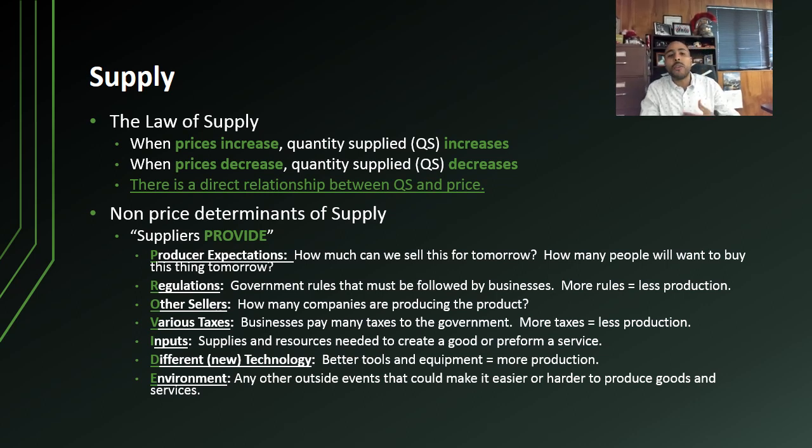Inputs means all of the resources or different supplies that you would need to create a good or a service. If the cost of your resources and your supplies increases, or if resources and supplies become harder to get, the supply is going to fall. But if your resources become cheaper, or if they become more abundant, then your supply should increase.